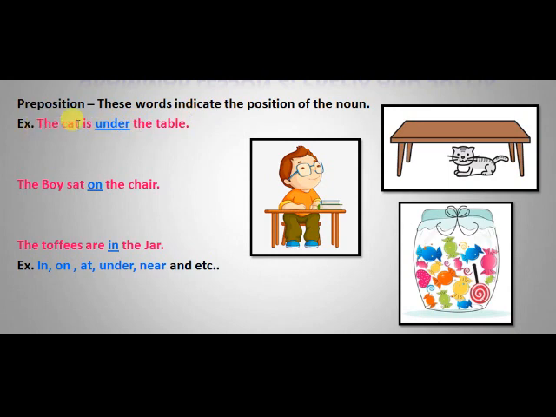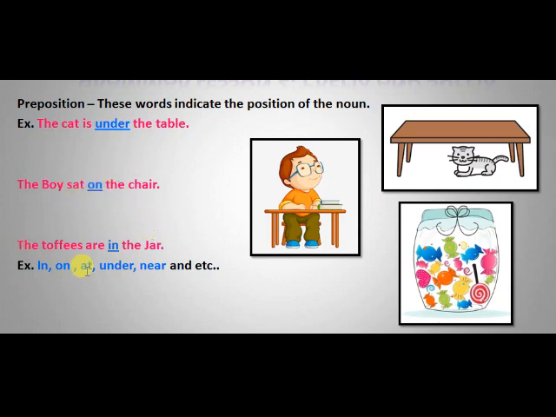For example, the cat is under the table. Where is the cat? See, both table and cat are nouns, but it is showing some kind of indication that the position of the cat is under the table. The boy sat on the chair. Where is the boy sitting? On the chair. The toffees are in the jar. So where are the toffees? They are in the jar.